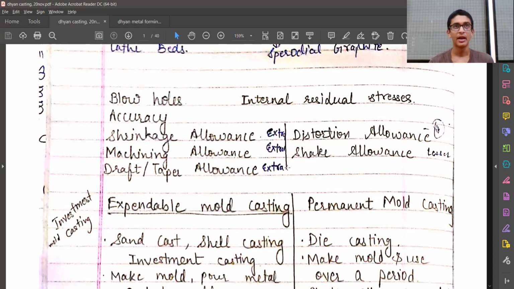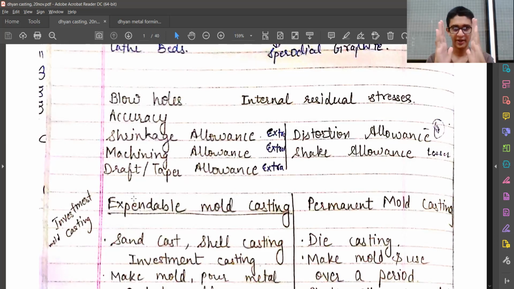Machining allowance means that when we cast, the surface properties may not be as per our requirement. There could be some surface defects, so we need some extra allowance so that we can machine the top surface and get a proper clean smooth surface. Then we have draft or taper allowance, where extra material is also required. What does draft or taper allowance mean?